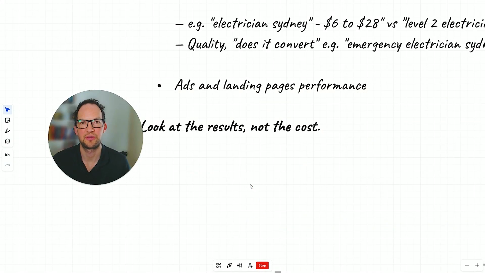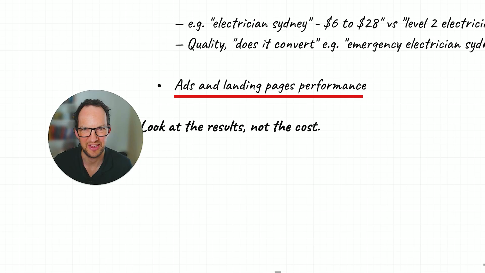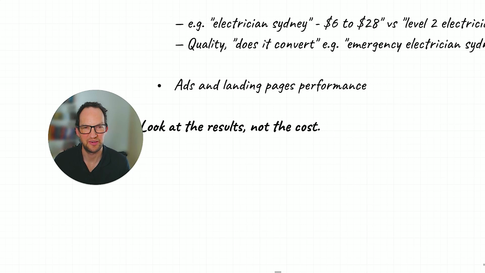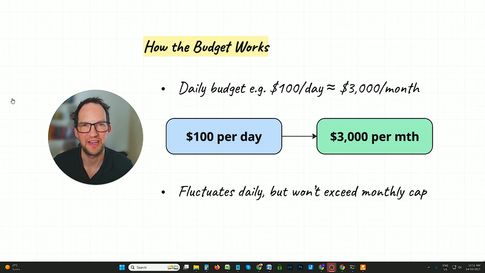Final thing that affects how much Google Ads costs for electricians is how you've got your Google Ads account set up and the ads that you're running. Also, the landing page performance is very important as well. So all of this is going to play into how much it actually costs. The better you've got your campaign set up, the lower the costs are going to be. Before we get into how much electricians are paying monthly for Google Ads and how much it's costing them to get a paid customer, let's look at how the budget works in Google Ads.